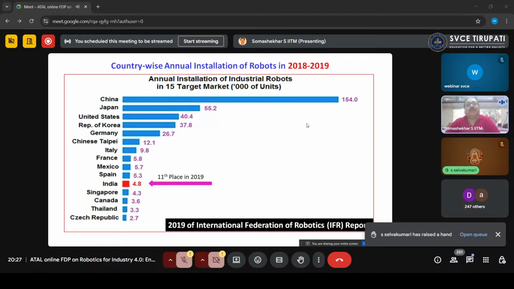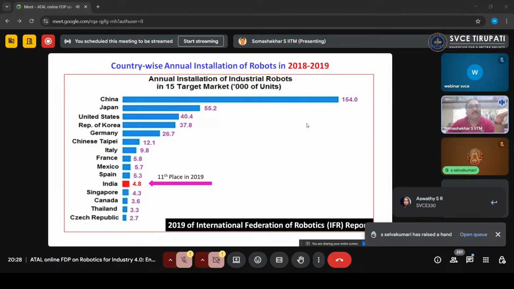Worldwide, looking at the robots installed and used in factories, China is number one, correct? 154,000 industrial robots were used, according to the 2018 and 19 report. In the next slide, you will see that a large number of Chinese are using industrial robots for various applications. Next come Japan, United States, Republic of Korea, and Germany.